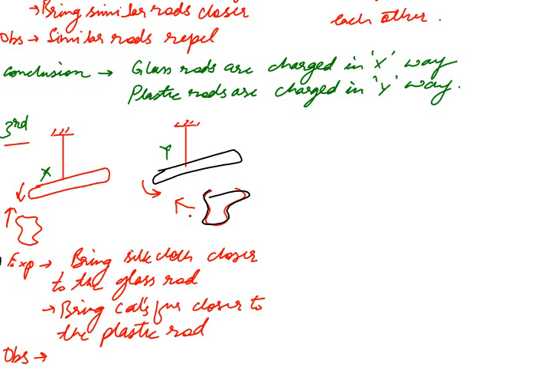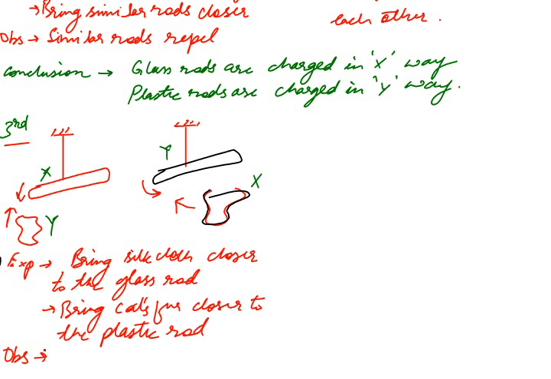So from our earlier conclusion, we can say that differently charged objects attract. So if the glass rod is charged in X way, then the silk must be charged in Y way. And if the plastic rod is charged in Y way, the cat's fur must be charged in X way. Now I know the charging of every object in my experiment. So let me first write it down.